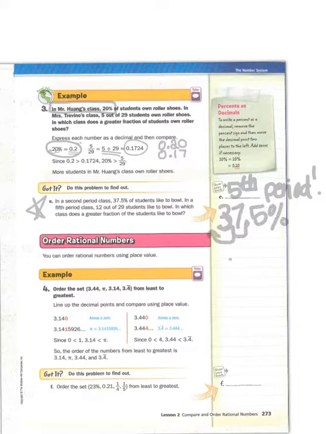Okay, welcome back. Hopefully you got the answer of 5th period. Okay, and here's how we got it. In a second period class, 37.5% of students like to bowl. In a 5th period class, 12 out of 29 students like to bowl. Which class does a greater fraction of students like to bowl? So we would start off with the 37.5%. Written as a decimal, that would be 2 to the left, so we would get 0.375.